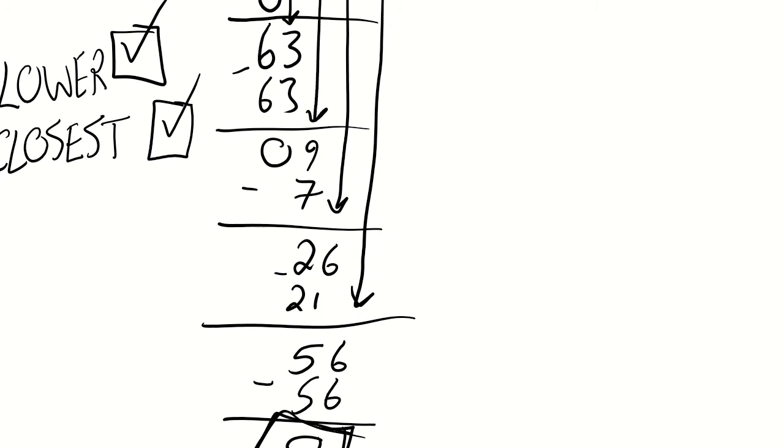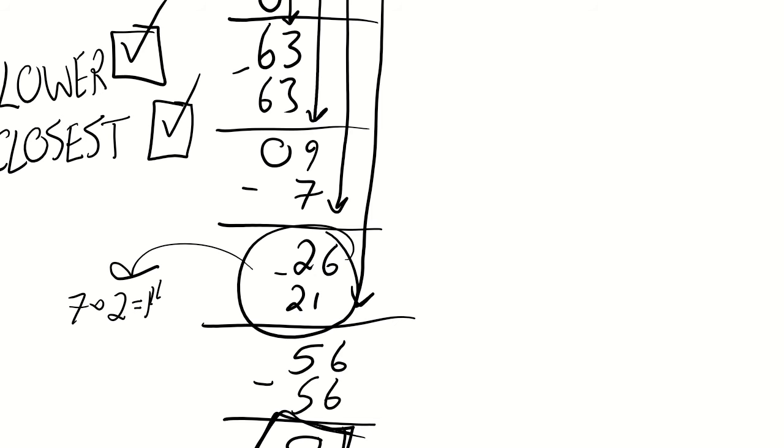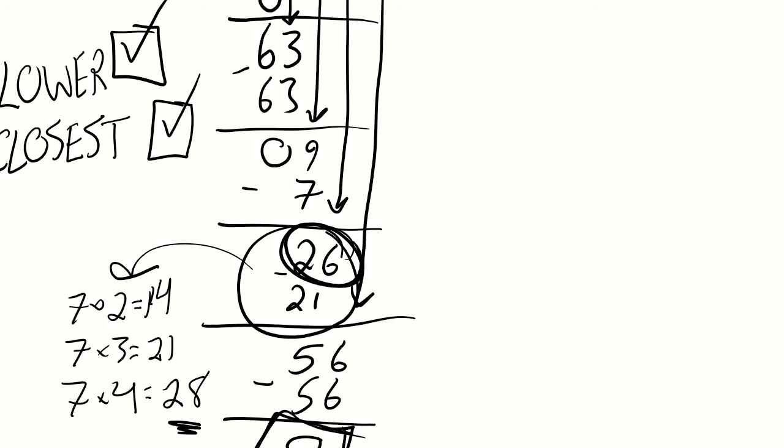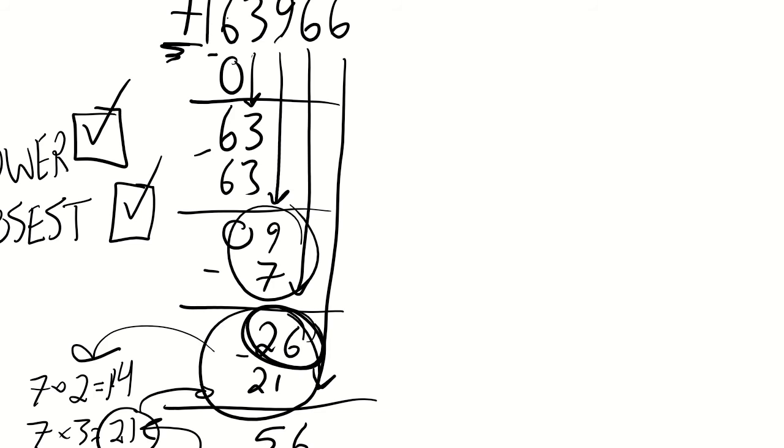Now I just want to bring you back to this example. I'm going to give you a little trick to solve these problems really, really fast. When we were thinking in our heads, we said 7 times 2 is 14. 7 times 3 is 21. 7 times 4 is 28. Now, the first number that passes 26, which is 28, the number before that is always going to be your answer.